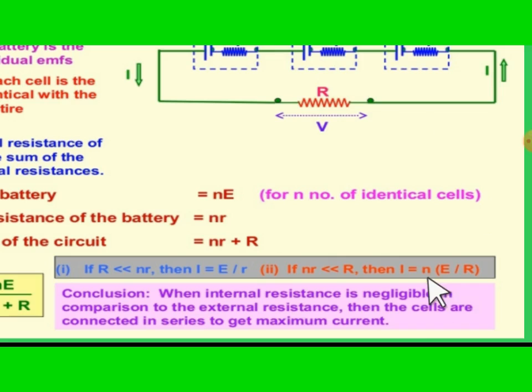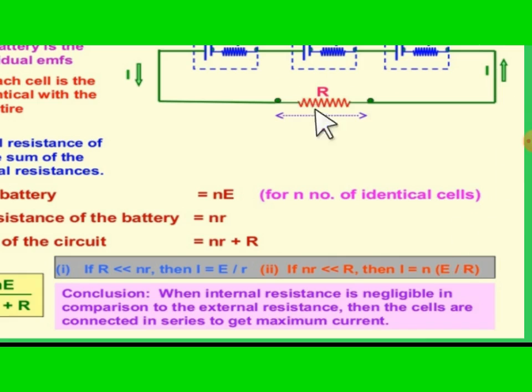And now a factor n is there. If you have 2 cells, then this will be 2 times. If you have 3 cells, then this will be 3 times. If you have 1000 cells, then this n will be 1000. So this current depends upon the number of cells connected in series. So this series connection is profitable, useful when the external resistance is very much greater than the total internal resistance of the cells. Got it? It depends upon this n.